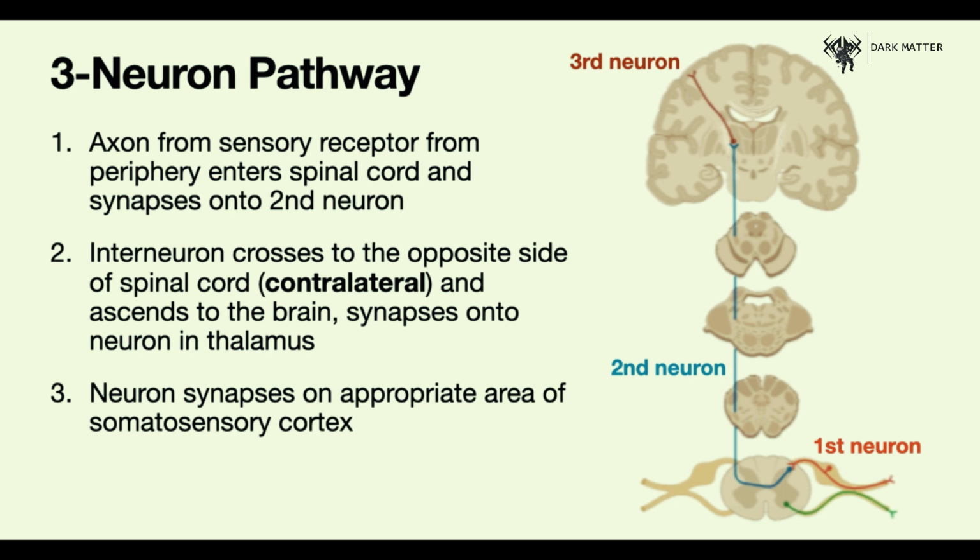So here you can notice that information from one side of the body is processed by the opposite side of the brain. So an injury to the somatosensory cortex, for example, on the left side of the brain, is going to lead to a loss of feeling on the right side of the body. Now this is a concept that will come up a lot in the different systems, and it is due to this crossing of the second neuron, or the interneuron, in the spinal cord.